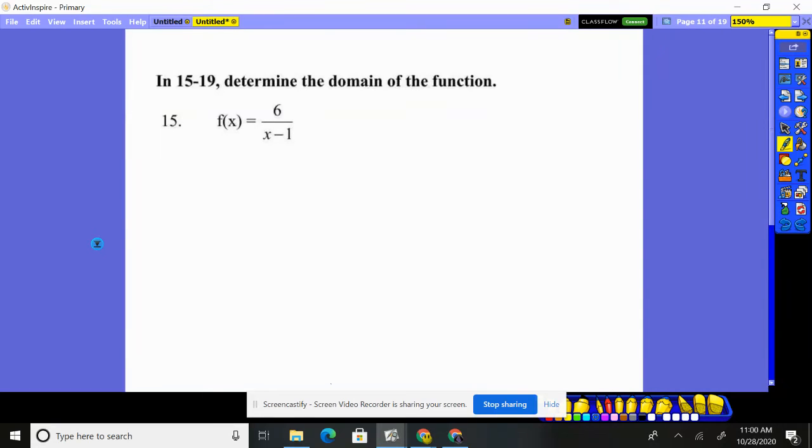Number 15, determine the domain of the function. The domain is what x's can be. Could I plug in 5 there and get an answer? Yeah. Could I plug in 10 and get an answer? Yeah. Well, what's the problem? Well, there's a problem when you have a fraction and when you have a square root.